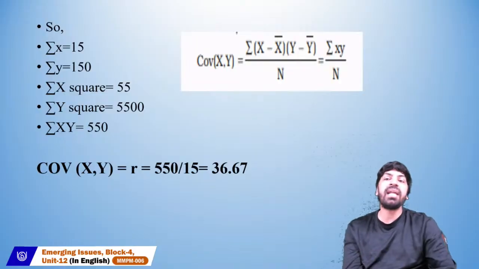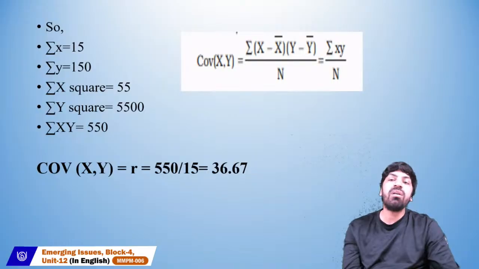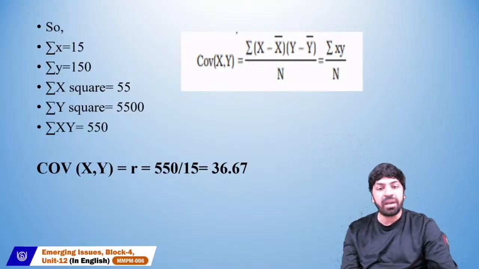But in this question, that is sigma xy by n, so sigma xy is 550 and the value is 15, that becomes the value of r is 36.67. So 36.67 is the value of r.